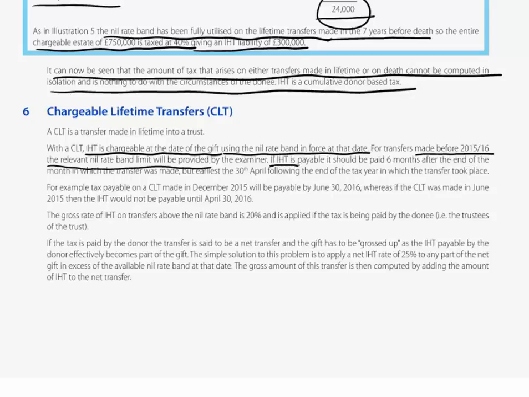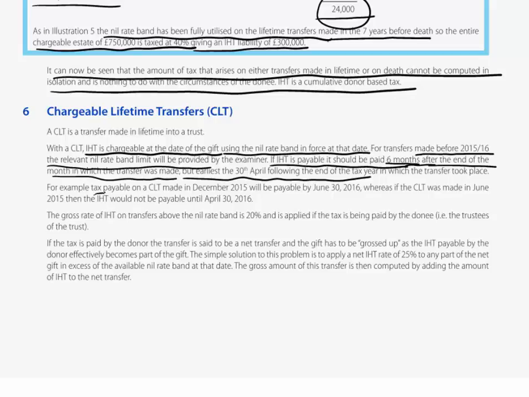Now then, if IHT is payable, it should be paid 6 months after the end of the month in which the transfer was made, we've seen that before in relation to a due date, but the earliest date is the 30th of April following the end of the tax year. So if you made a transfer early in the tax year, in May, June, July for example, 6 months after that would place that date still before the following 30th of April. So it would then be the 30th of April following the end of the tax year.